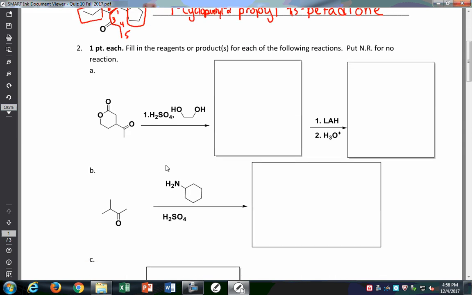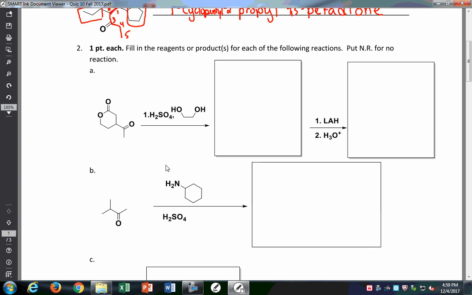Okay, so looking at these, this diol under acidic conditions is going to react with a ketone or an aldehyde, but it's not going to react with our carboxylic acid too well. So we can utilize that under these conditions to protect our ketone or aldehyde and have no reaction occur with our ester or carboxylic acid.